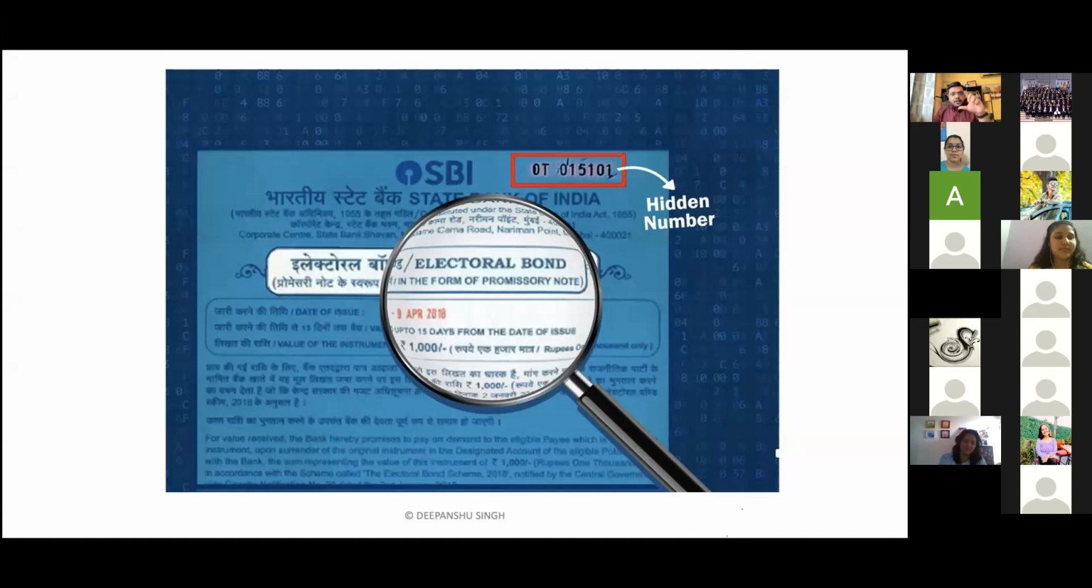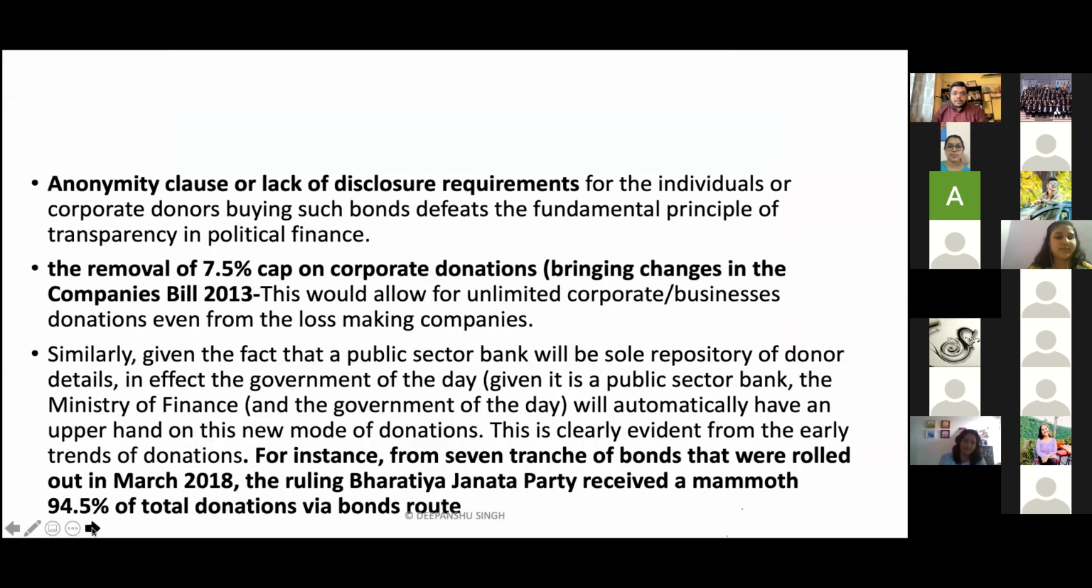And earlier there was a limitation on the amount of profit a company makes, and which companies can contribute to the funding of electoral bonds. Now that limit is gone. So anybody, even a shell company, which does not exist in reality and is just existing on paper, can use this electoral bond to fund elections in India. So the 7.5% cap on corporate donation that was there earlier is now gone.